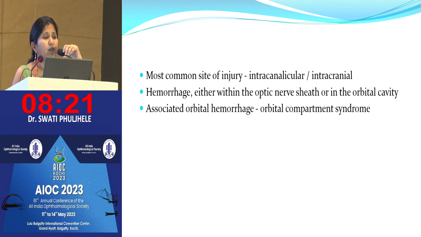So as I said, because the optic nerve is tightly adhered at that region, it is the most common site of indirect traumatic optic neuropathy. Other than that, you may have hemorrhage within the optic nerve sheath, or there may be associated orbital hemorrhage, causing orbital compartment syndrome and compression of the optic nerve.